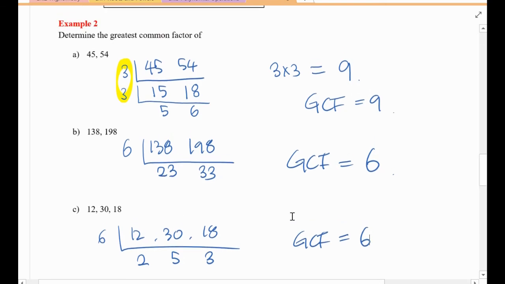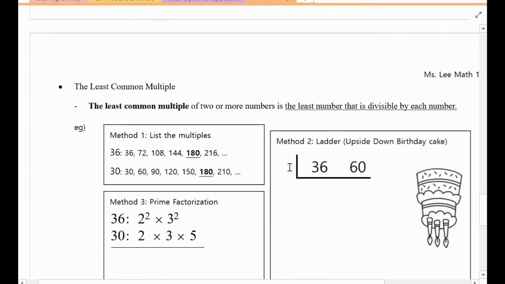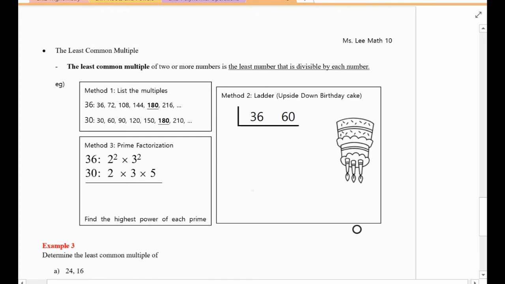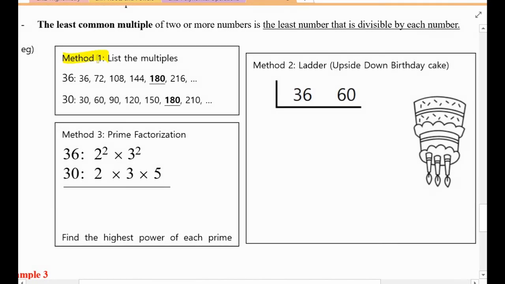Okay. Do you guys understand how to find the greatest common factor of 2 or more numbers? Let's move on. Now we're going to learn how to find the least common multiple, LCM. There's 3 methods as well. First method, list the multiples.